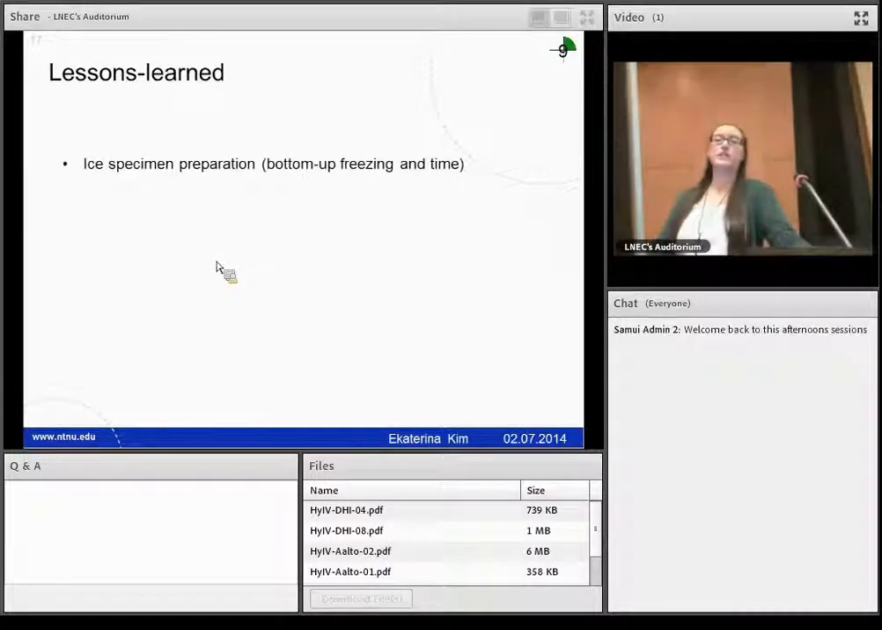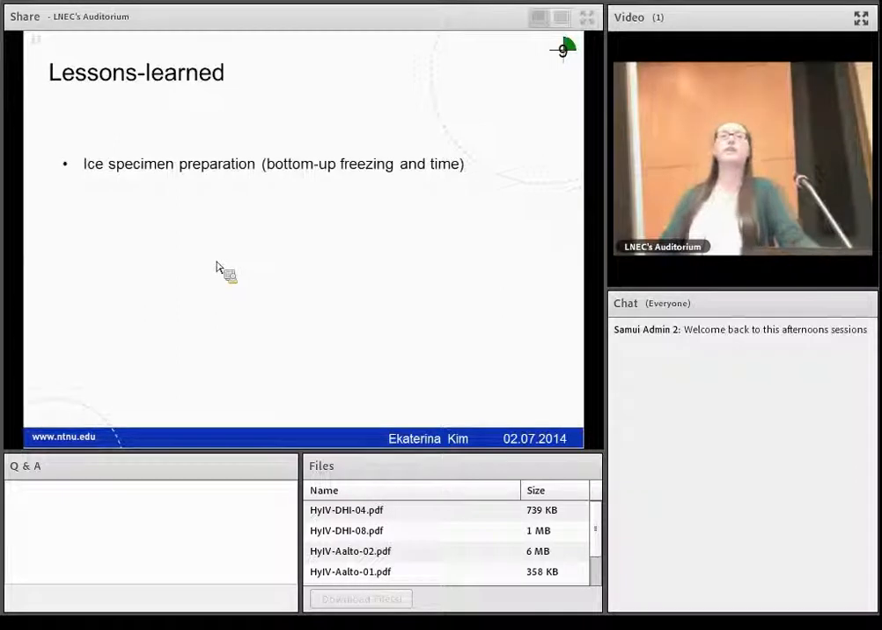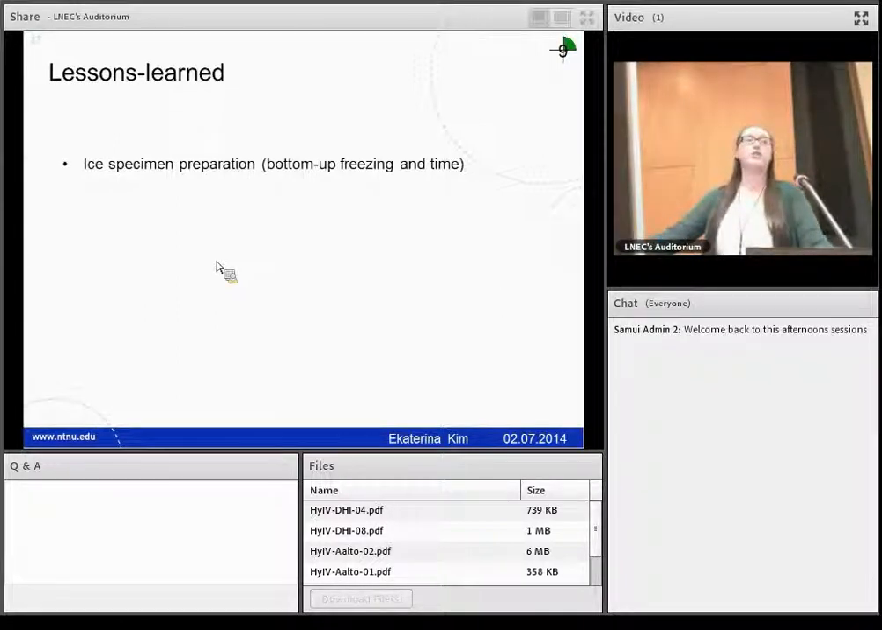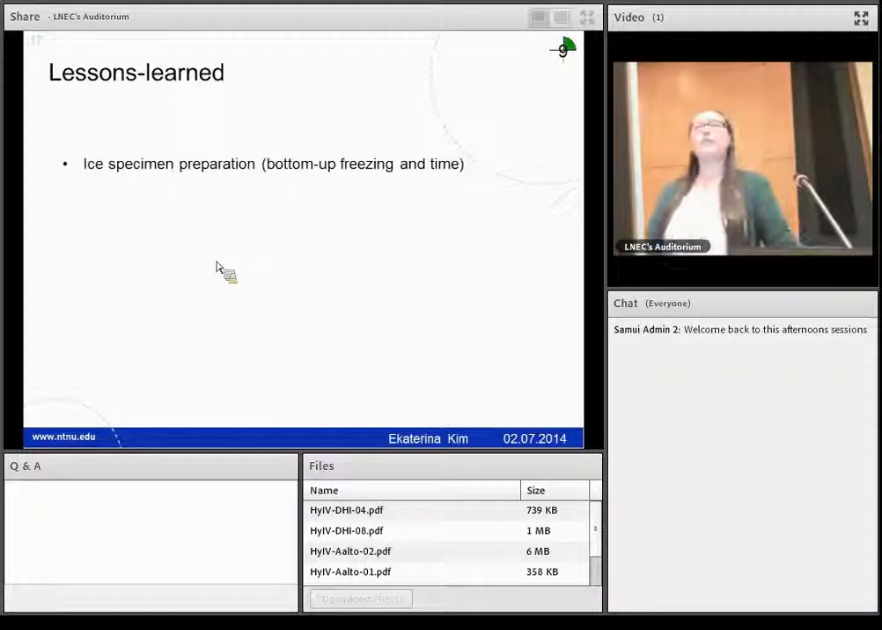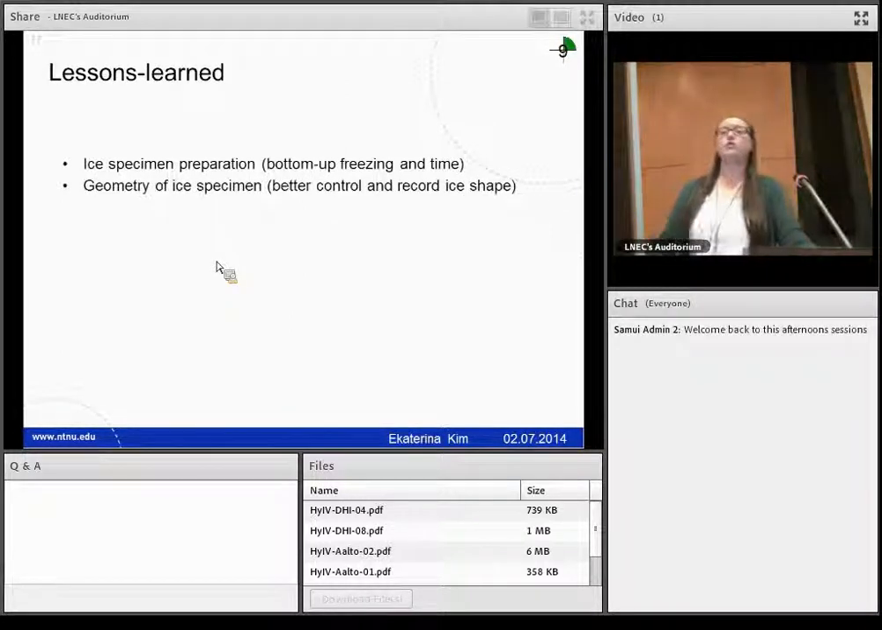For example, to avoid formation of cracks when we're talking about freezing of large volumes of water, a bottom-up freezing approach is preferred. But in this case, we have to increase significantly the time which is allowed for freezing, as it was in our tests. And also, better techniques of recording the ice shapes should be developed.